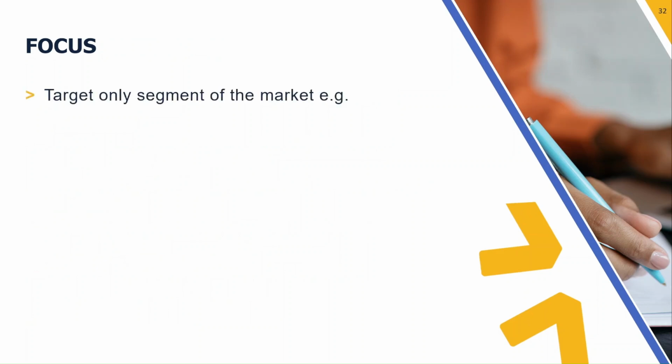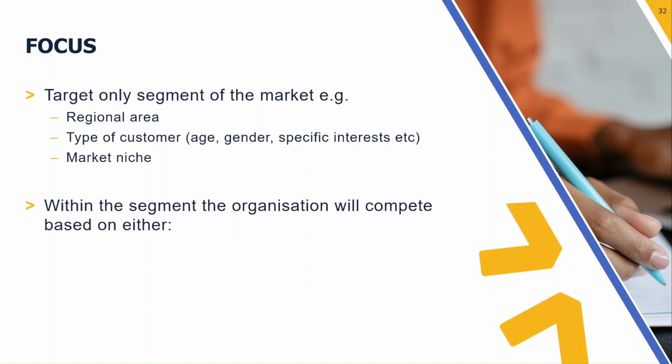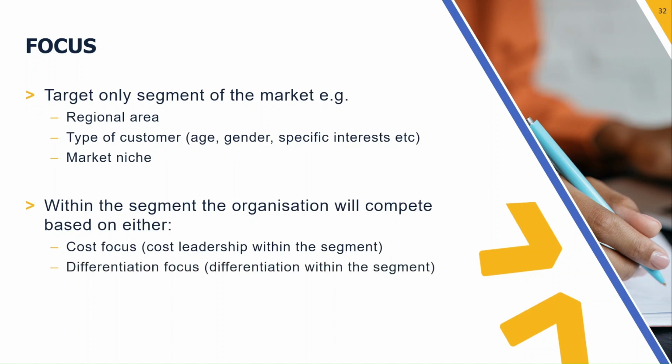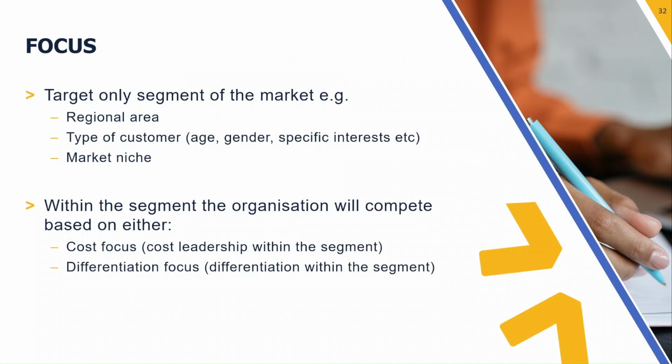Okay, and then focus. So target only one segment of the market. So it could be a geographical area. It could be a specific type of customer. It might be a niche in the market, like holiday makers. Within the segments, we'll compete on cost or differentiation. The focus one, I don't see it coming up very often. The two big ones, cost leader and differentiation.